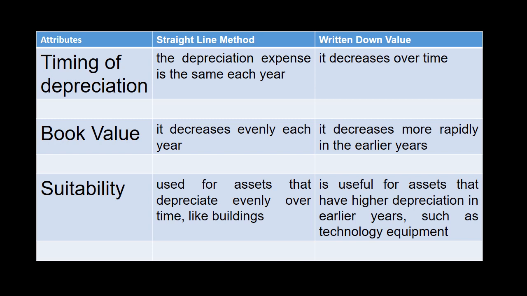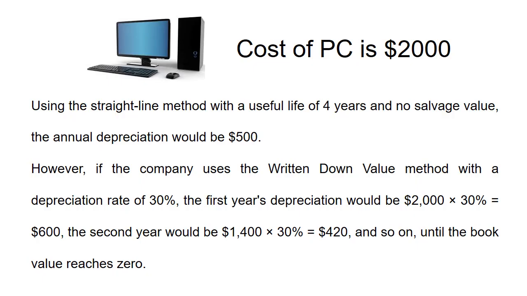The straight line method is often used for assets that depreciate evenly over time, like buildings. The written down value method is useful for assets that have higher depreciation in earlier years, such as technology equipment. For example, consider a company that purchases a computer for $2,000 using the straight line method with a useful life of 4 years and no salvage value. The annual depreciation would be $500.